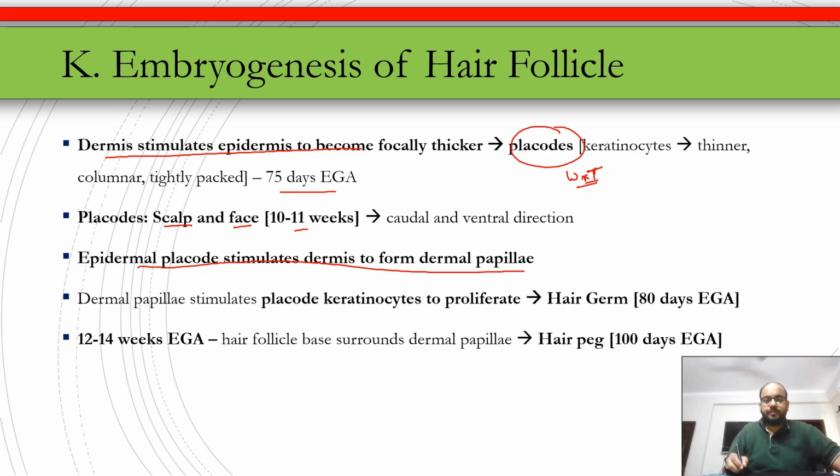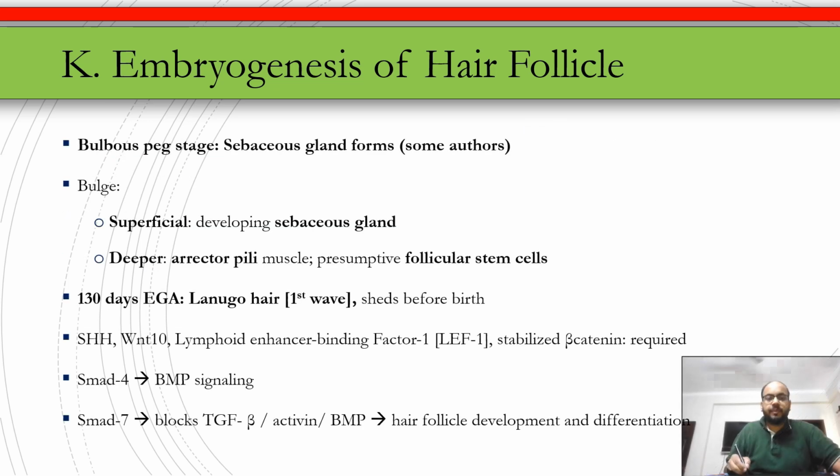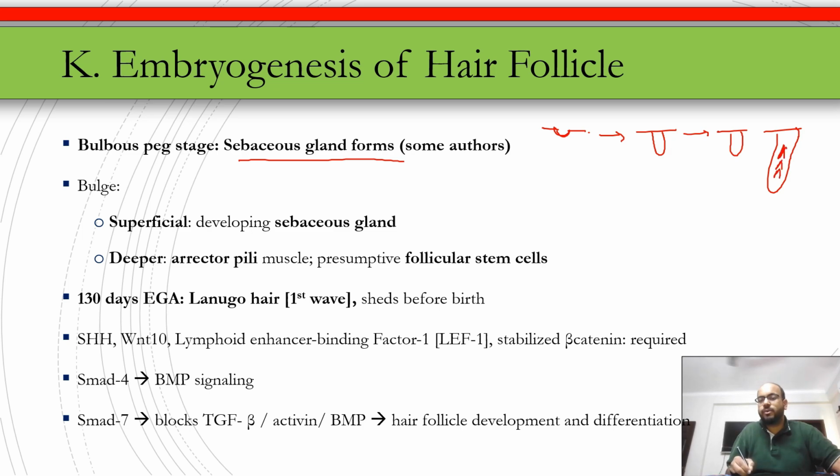So at about 80 days EGA, hair germ is formed. At about 100 days EGA, hair peg is formed. At the bulbous peg stage, sebaceous gland formation starts, according to some authors. So what actually happens is you have the placoid in the epidermis, then you have the hair germ, then you have the hair peg, and then you have the bulbous hair stage when the hair shaft has started to grow.